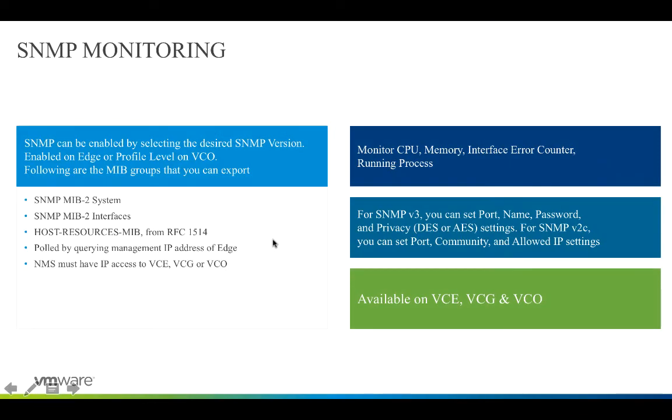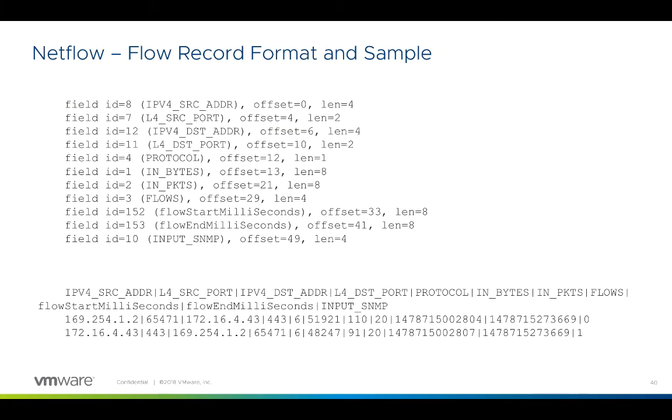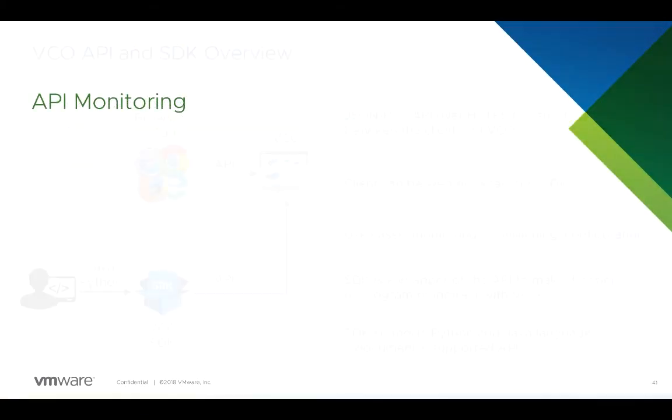Similarly, we can configure the SNMP monitoring on the edges, or at the edge level, or at the profile level. We support both SNMP version 2 and version 3. With version 3 you can collect more information, and these are some of the MIBs which are supported by the SNMP. NetFlow's standard NetFlow configuration, API monitoring.